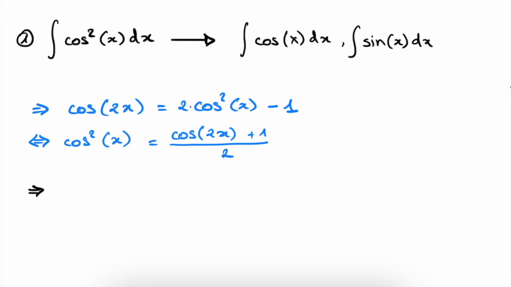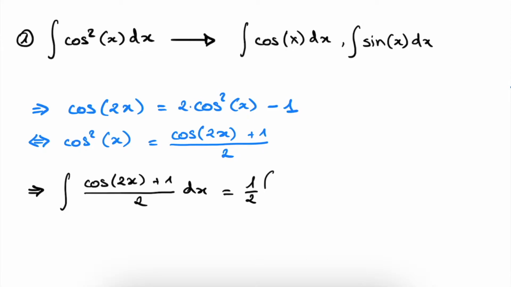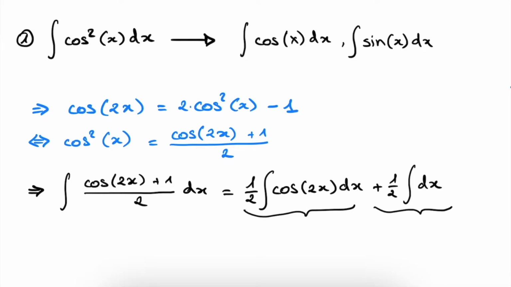So we get that our integral becomes the integral of the cosine of 2x plus 1 divided by 2 dx. And this can of course be written as the sum of two integrals. The 1/2 is pulled in front of the integral because it is a constant. We've got 1/2 times the integral of the cosine of 2 times x dx plus 1/2 times the integral of dx. And now we have indeed reduced our original integral to two integrals of which we already know the solution.